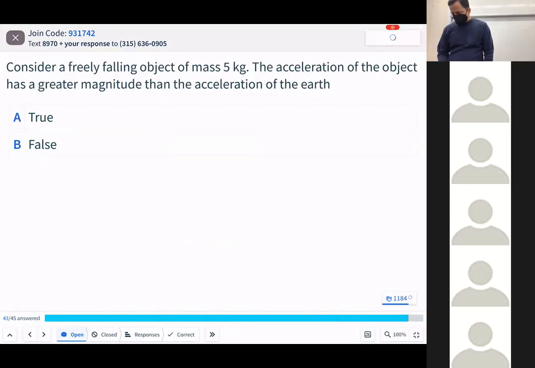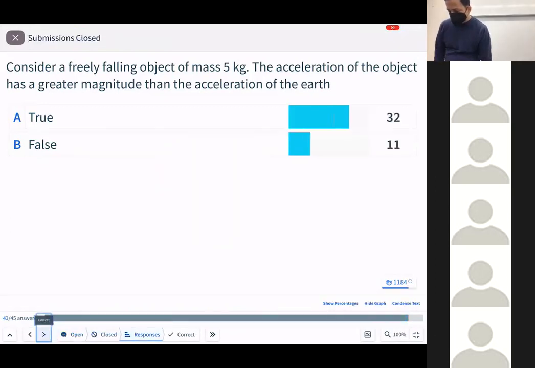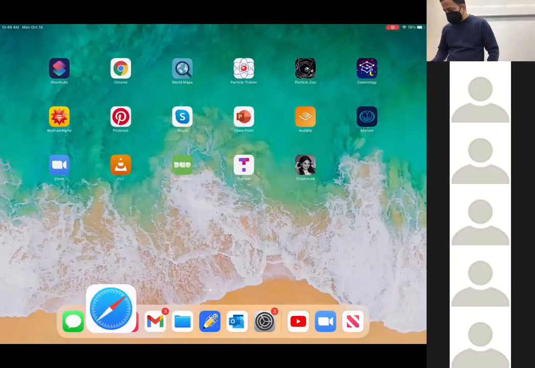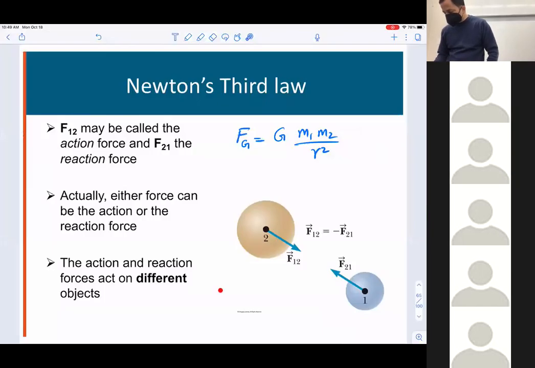All right, let's see what we have. The correct answer is indeed true. And this is the amazing thing. I'll leave you with this thought before you leave, which is that you are exerting the exact same force on the entire planet Earth that the planet Earth is exerting on you, except that you have a tiny mass compared to the Earth. The acceleration by Newton's second law is given by the net force over your mass. And so both of you are exerting the same force on each other.